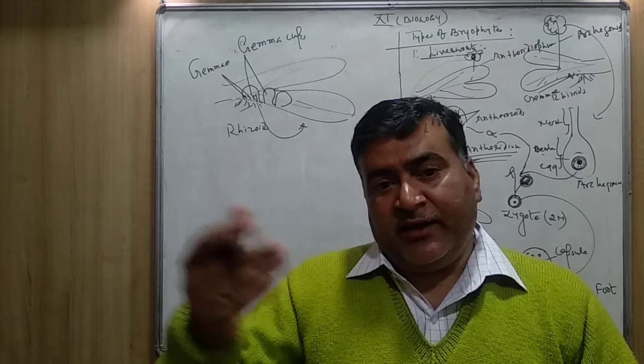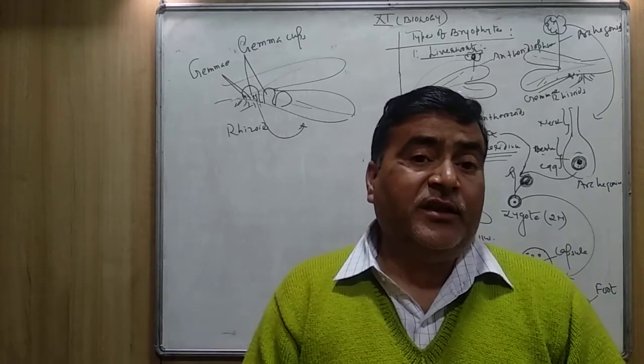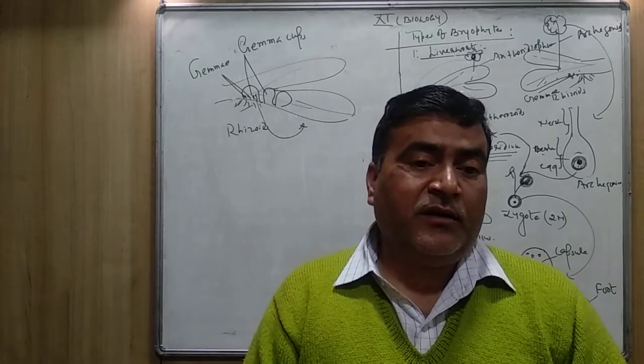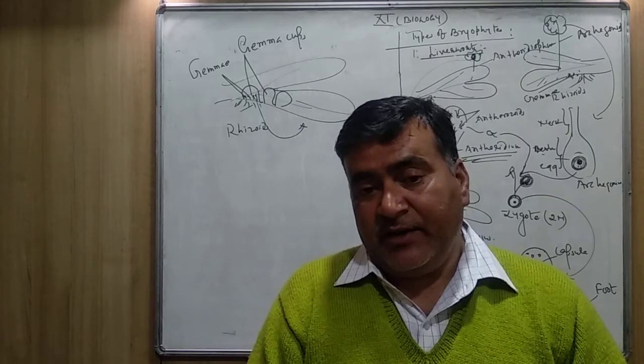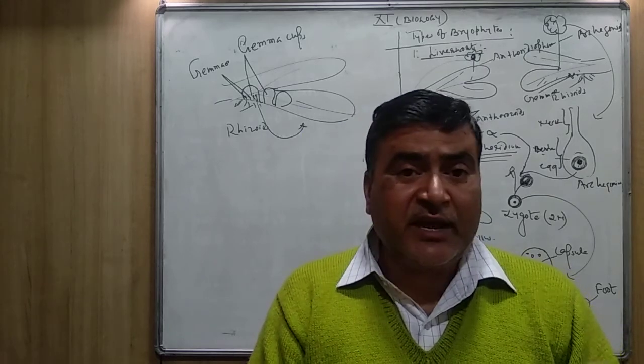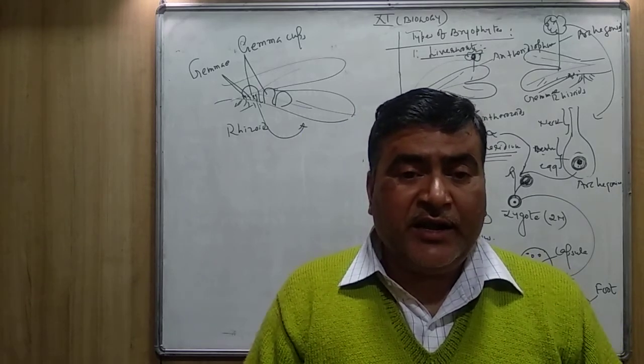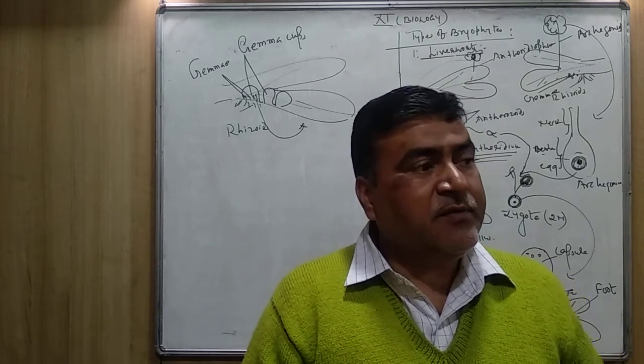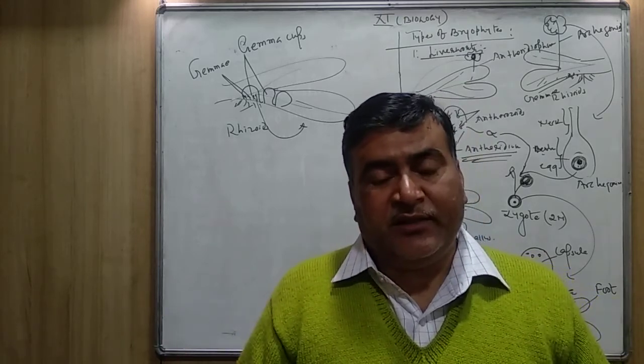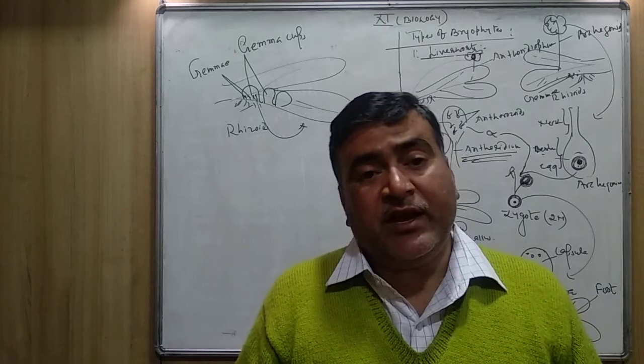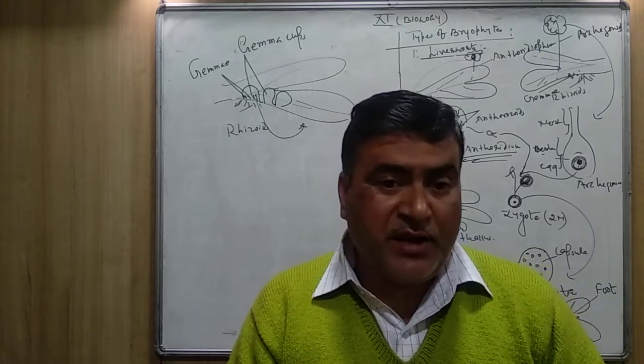But the zygote does not directly produce the new gametophytic plant. Why? Because the zygote is diploid, and if the zygote directly develops into the new body, the body will be diploid also. But we have to make the body haploid.